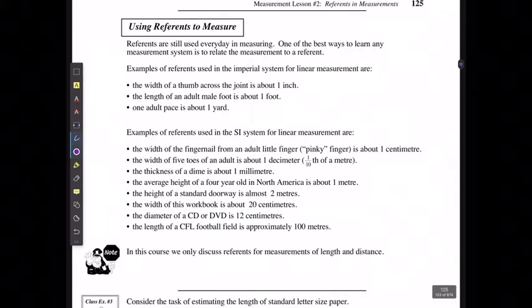If I'm using a referent to measure, referents are still used every day in measuring. One of the best ways to learn any measurement system is to relate a measurement to a reference. So if we're thinking about the width of a thumb across the joint, then that's going to be approximately 1 inch. The length of an adult male foot is going to be about 1 foot.